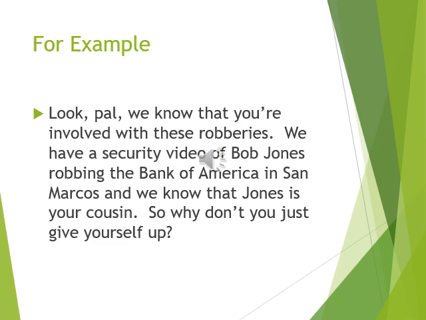Here's an example of guilt by association. Look, pal, we know that you're involved with these robberies. We have a security video of Bob Jones robbing the Bank of America in San Marcos, and we know that Jones is your cousin. So why don't you just give yourself up? Now here, we're being accused of being involved in a bank robbery because our cousin was involved in a bank robbery. Well, we are related to our cousins, and we're associated with them in some way, but merely because we are associated with them in that way has no relevance on whether or not we are guilty of robbing banks. This is how the fallacy of guilt by association works.